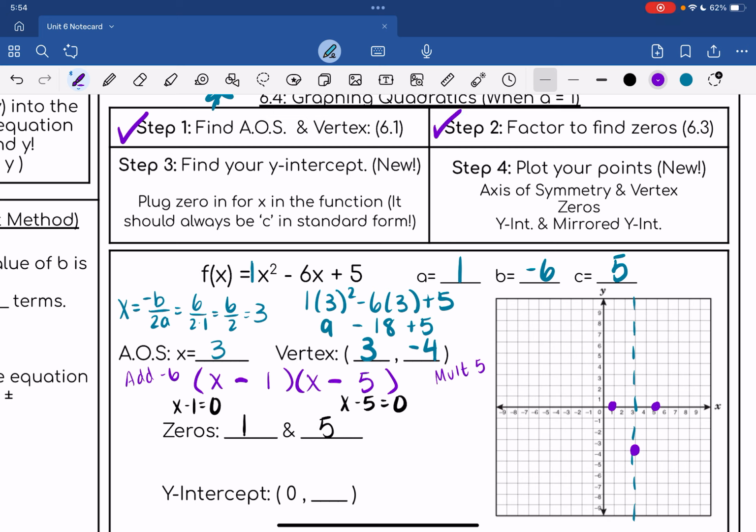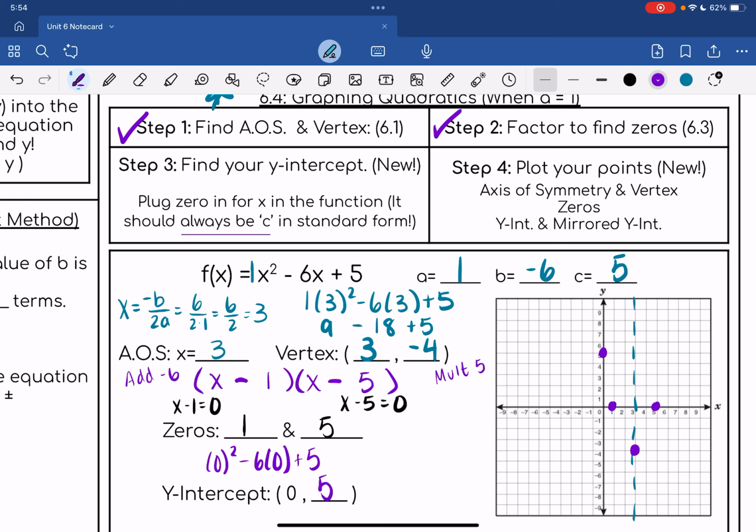Step 3 is to find our y-intercept. To find your y-intercept, you plug in 0 for x. So that's going to be 0 squared, which is 0, minus 6 times 0, which is 0, plus 5. So 0 minus 0 plus 5 is just 5. Your y-intercept in standard form will always be c. So my y-intercept is 5.